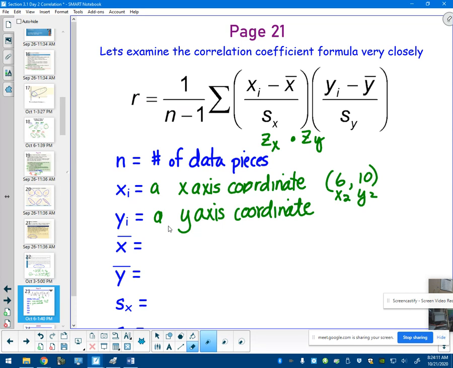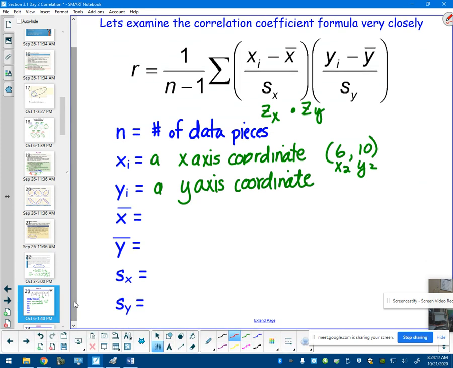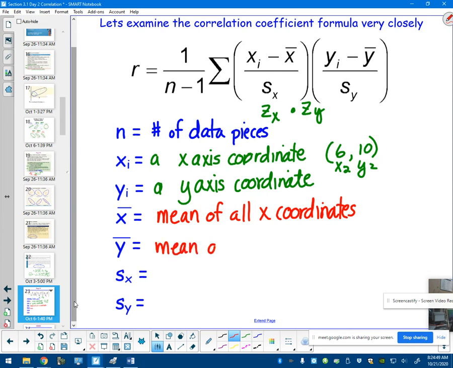What's x bar represent? Yeah, the mean of all the x values, right? The average mean of all x coordinates. So what we did in chapter 1 and chapter 2 was single variable data. And now we're doing 2 variable data. Sometimes instead of being called 2 variable data, it's called bivariate data. And y bar is the mean of all the y coordinates.